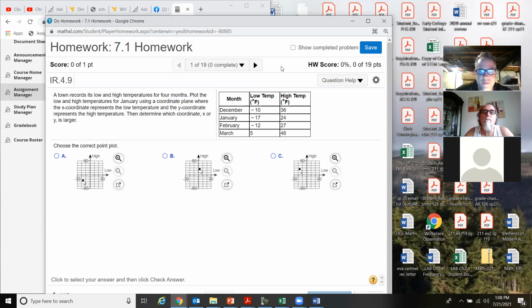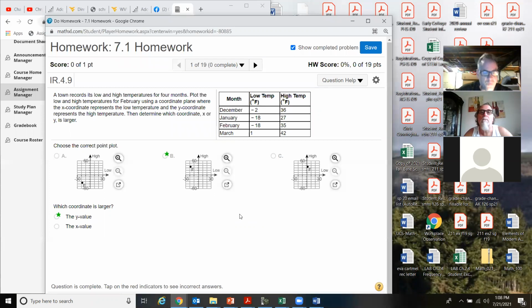Now, I should have done this before. It did work. All right, so I have a cool little tool that you don't have, and I can click show the whole problem completed. Now you should be able to see the answers as well, just to expedite things here.